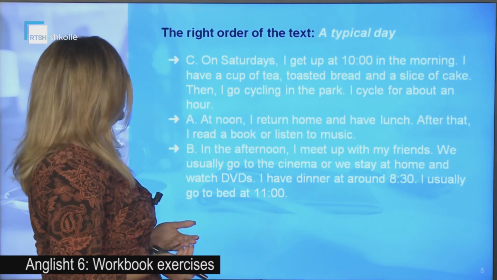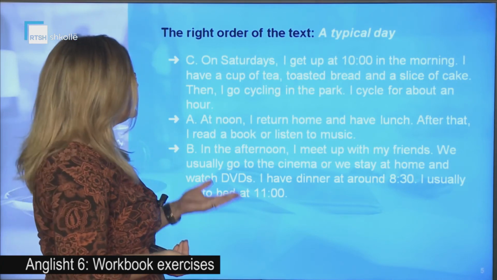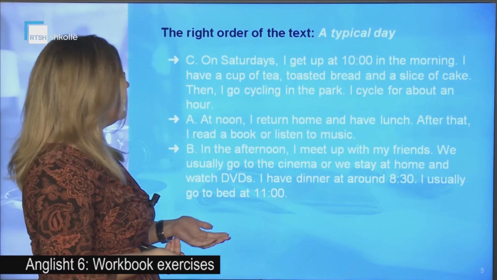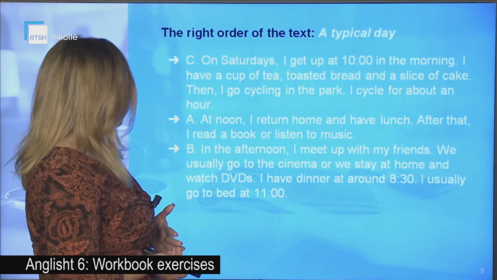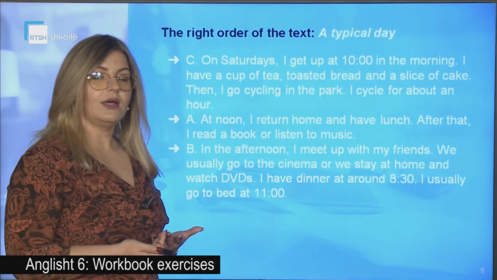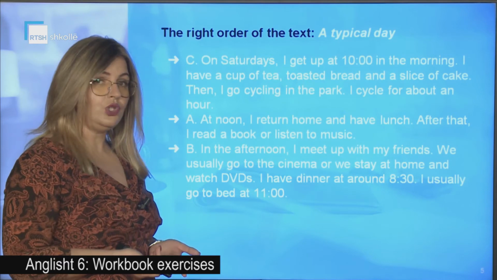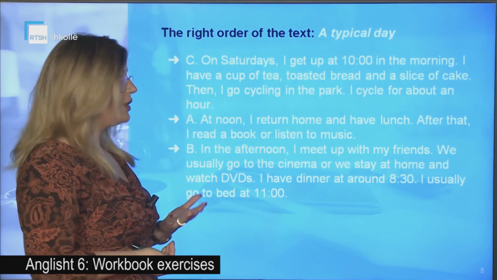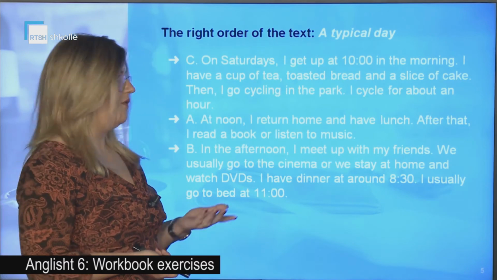So this is a typical day. C is the first paragraph, so he gets up at 10 in the morning and then has a cup of tea, toasted bread, and so on and so forth. We have A as the second paragraph. For example, at noon I return home and have lunch. After that I read a book or listen to music. And B is the last paragraph of the letter.